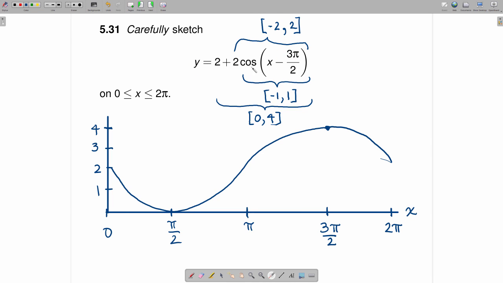Now keep in mind, it has been stretched using the amplitude of 2. It has been shifted upwards by 2. And in addition, the cosine function has been shifted to the right by 3 pi over 2 units. And that's how you come up with this smooth curve representing that function.